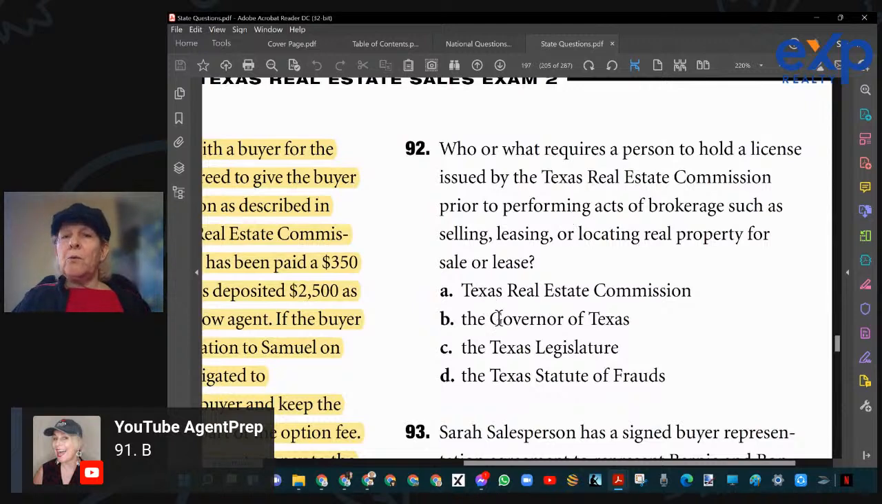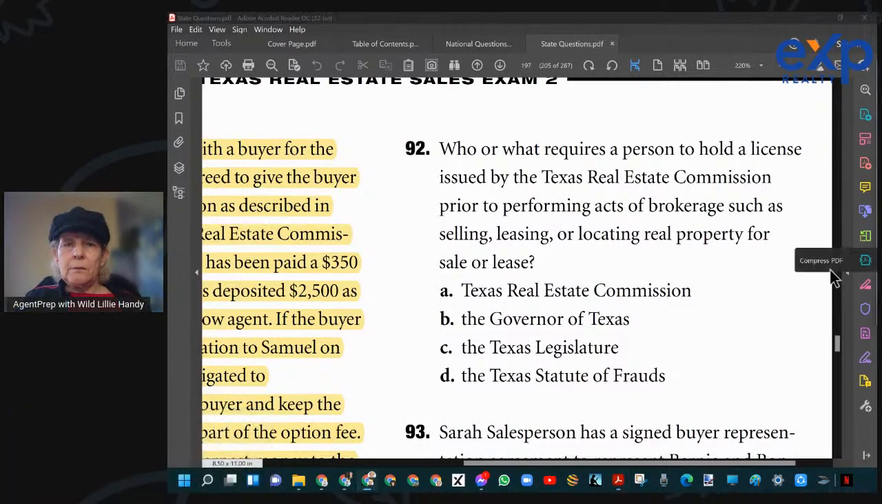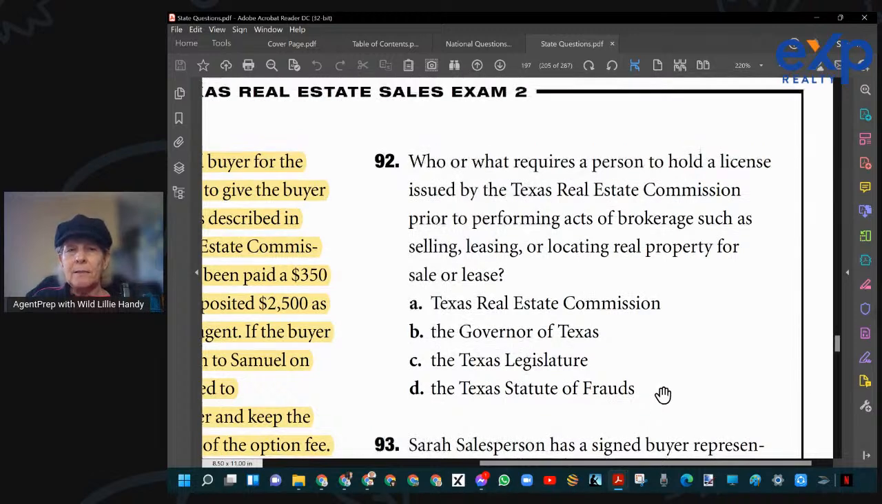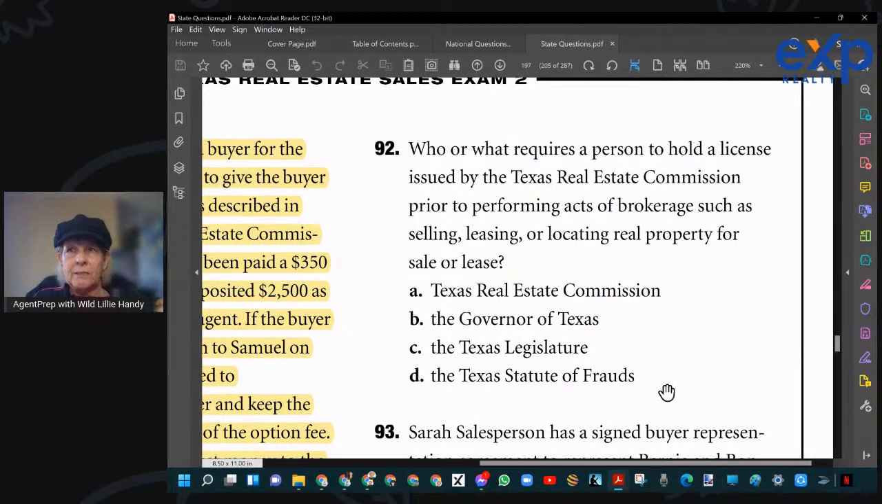Who or what requires a person to hold a license issued by the Texas Real Estate Commission, known as TREC, prior to performing acts of brokerage, such as selling, leasing, or locating real property for sale or lease? Because in Texas, we also do leasing properties, rentals. Some other states only do selling and buying, no rental. It has to be done by property management companies. But in Texas, we can help tenants.